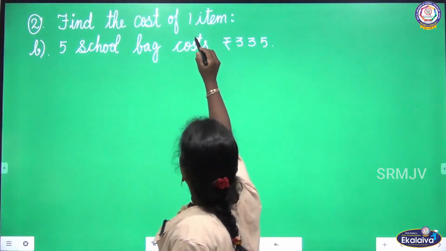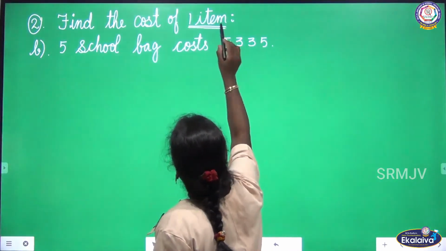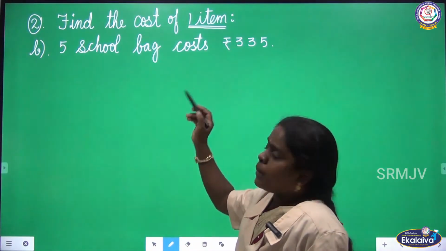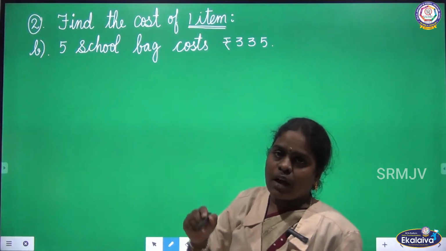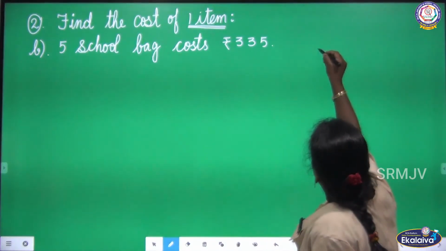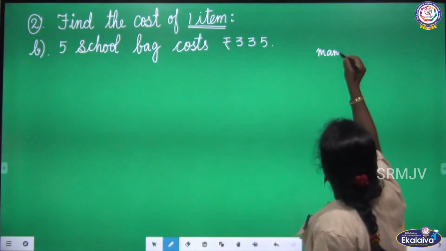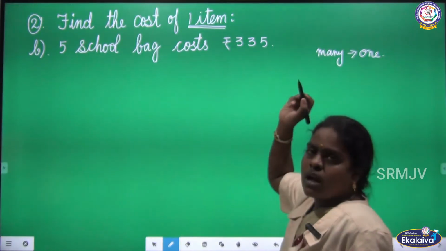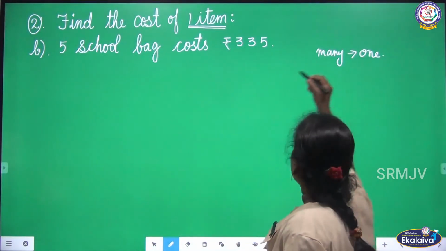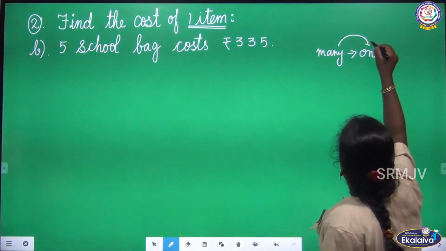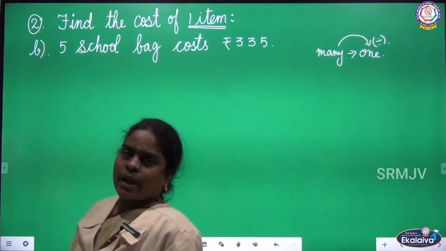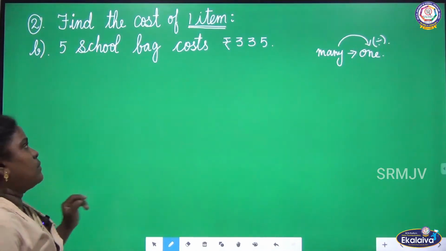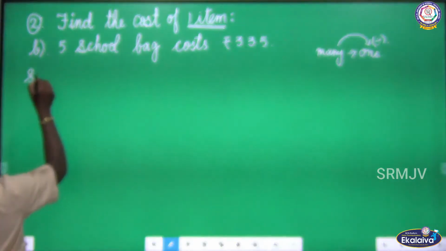Find the cost of one item. Children, here the cost of many items is given and we are going to find out the cost of only one item. We know that if many things are given and you want to find the information about one thing from many things, we have to divide. So here we are going to divide the given amount by the number of things given. So here let us find the solution.